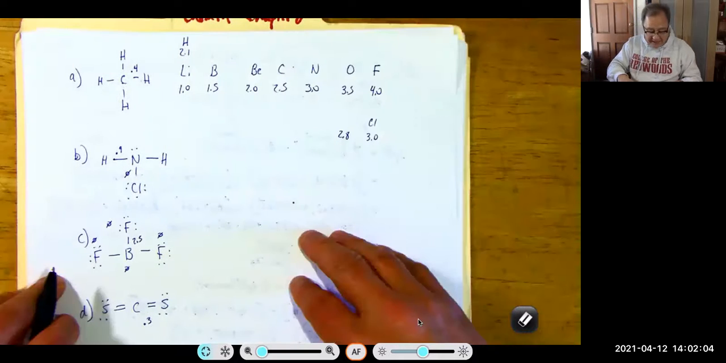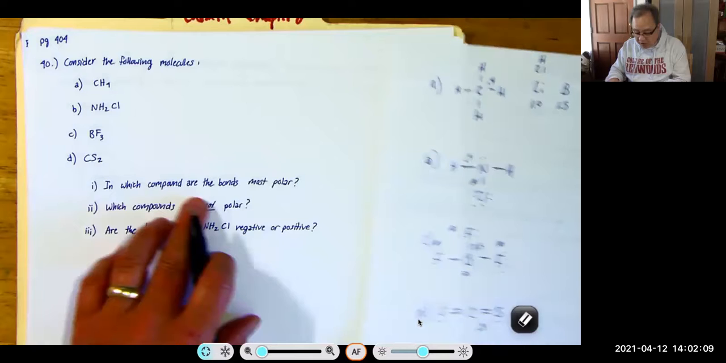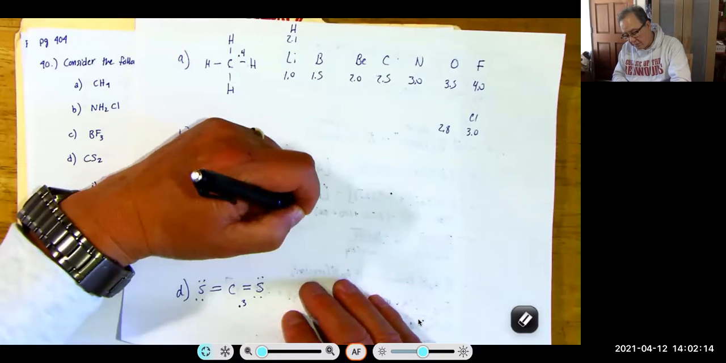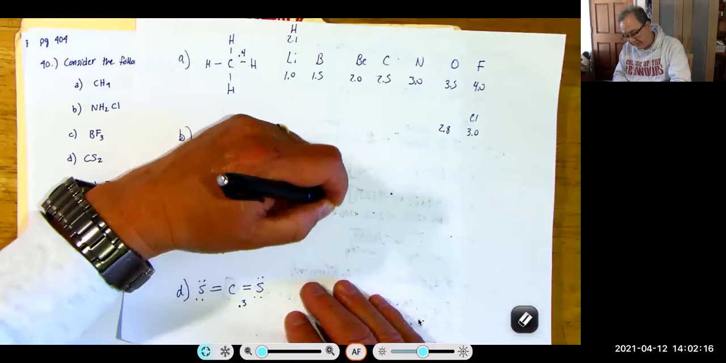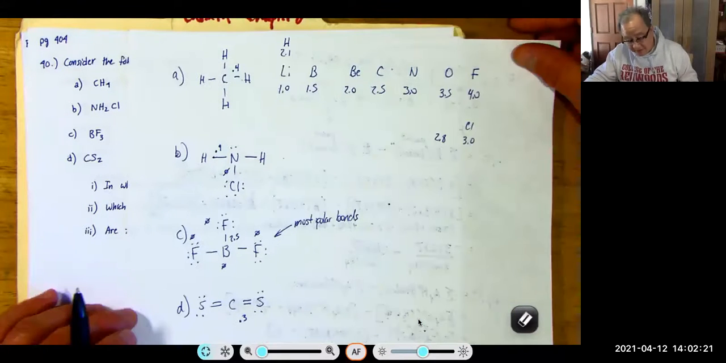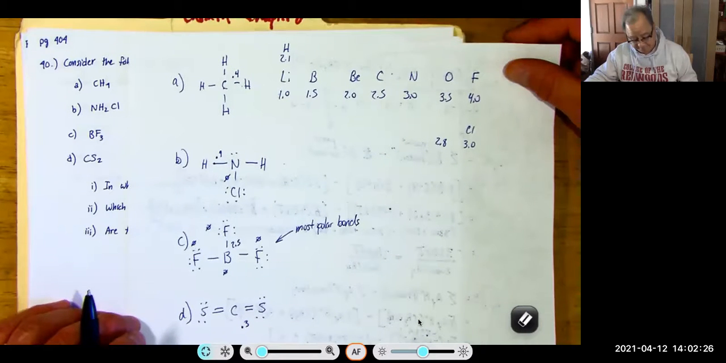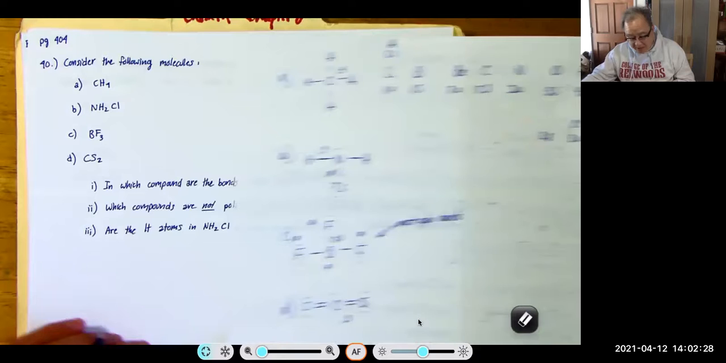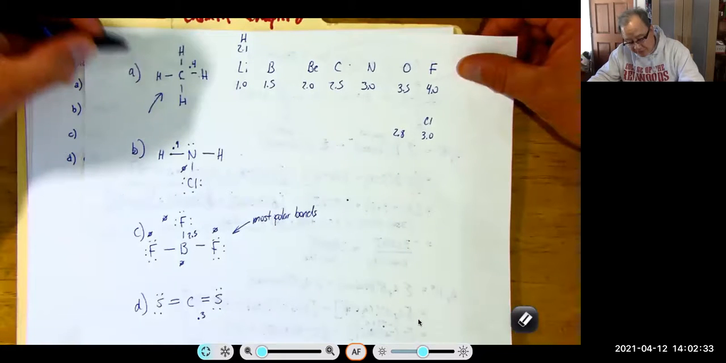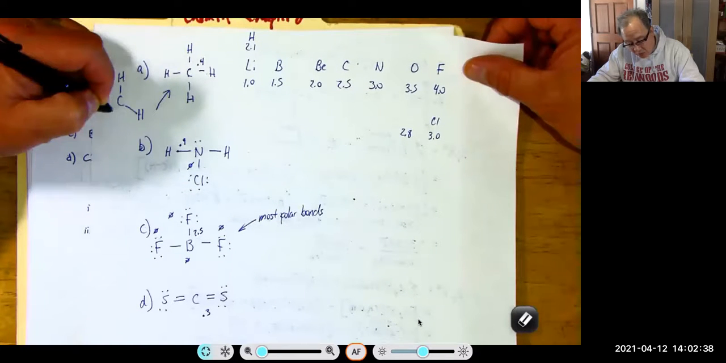So in answer to the question, in which compound are the bonds most polar? Right here, most polar bonds. And you can almost make a bet on it that the most polar bonds are going to be found in the molecule with the most electronegative atom, okay? Which compounds are not polar? Well, this guy is not polar because when you draw it in 3 dimensions, the most electronegative atom is not on one side.